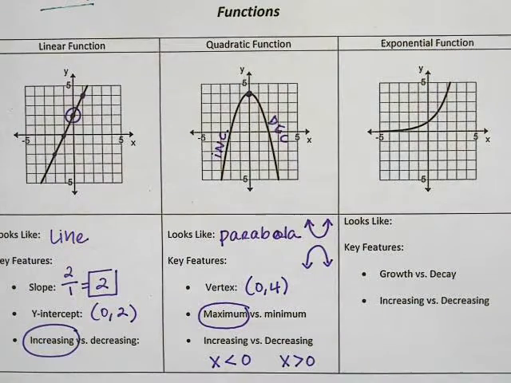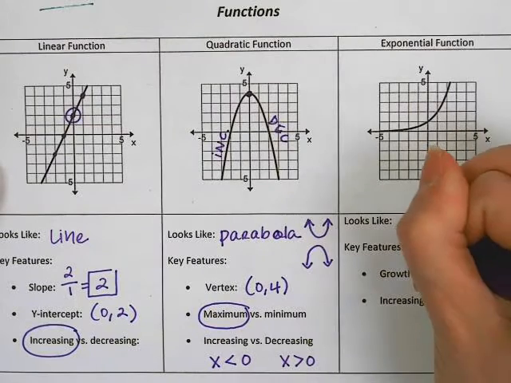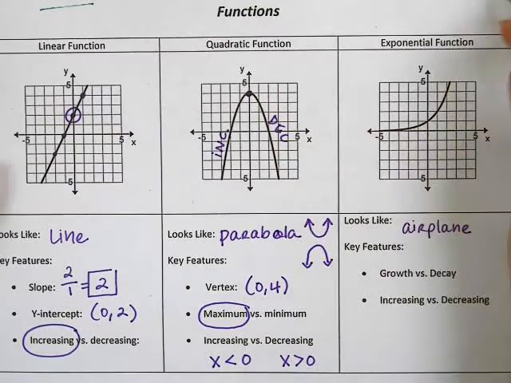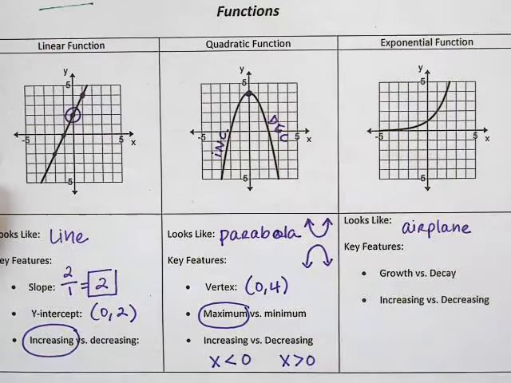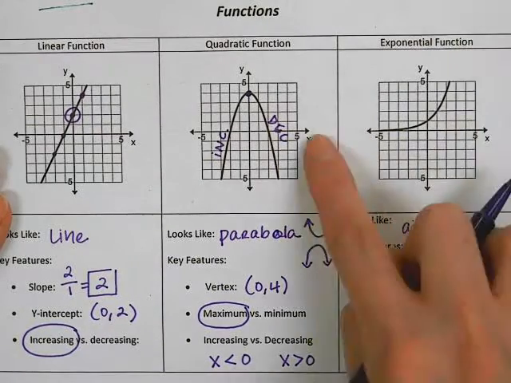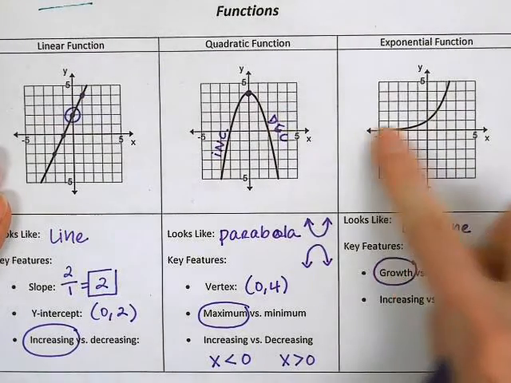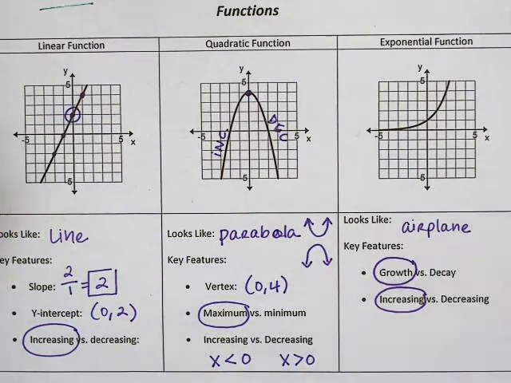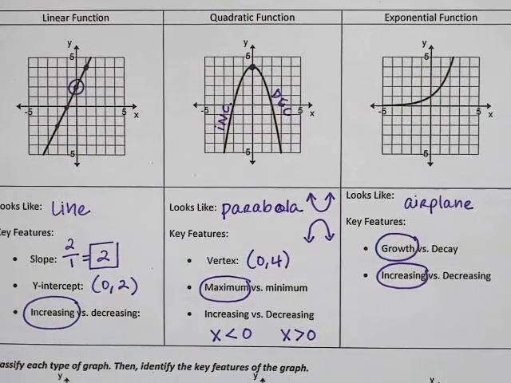And an exponential function, it's a curve. It actually looks like a plane taking off. So we'll write airplane. Looks like an airplane taking off. Could also be an airplane landing if it's a different type of exponential. This one is going up, so it is a growth. And again, if it's growing, it is increasing, so we're going to also circle increasing. So these are the things you're going to have to label on the graphs.